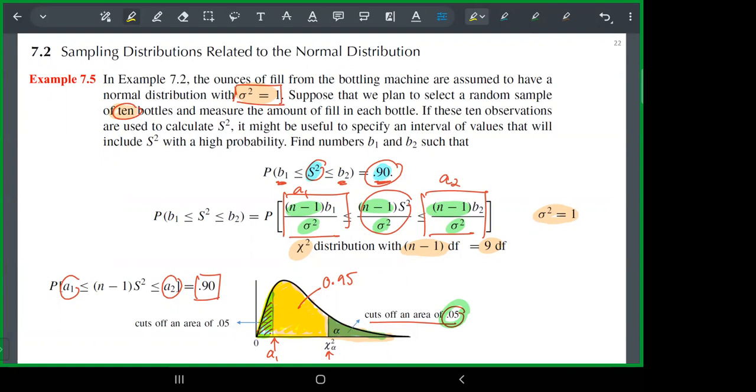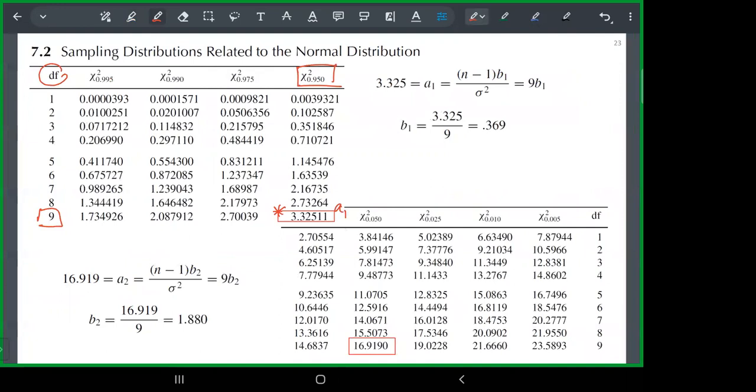At A1, alpha is 0.95. At A2, the alpha is 0.05. At A1, alpha is 0.95. So I hope this helps. All right, so for figuring out A2, I just look up the table of chi-square at 0.05 at degree of freedom of 9. So I get this to be my A2 right there. All right, so that's it.